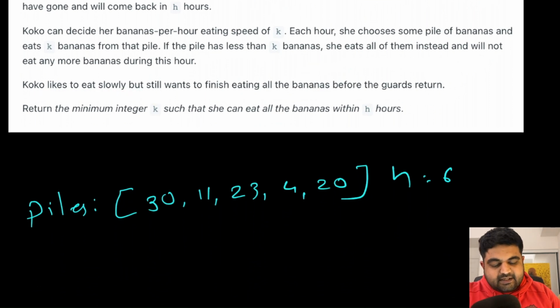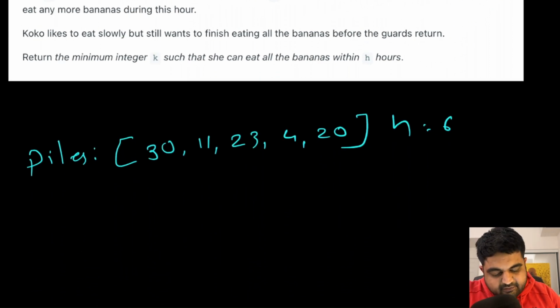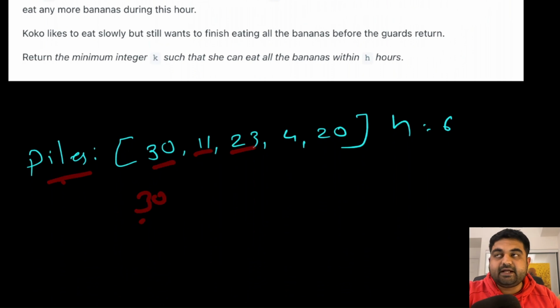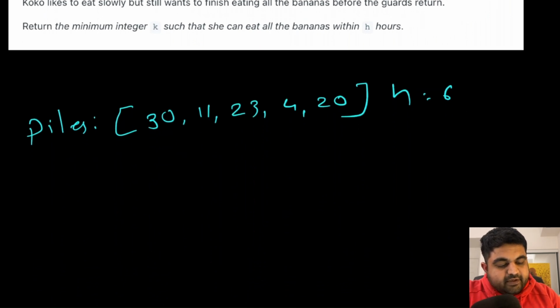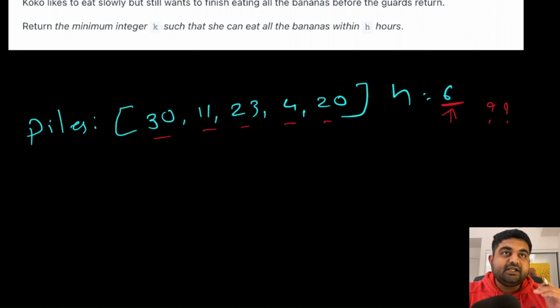So let's try to understand this problem with an example. Over here we are given piles. This represents that pile 1 has 30 bananas, the next one has 11, the next one has 23, and so on and so forth. And we are being told that the guards have gone for 6 hours. So now we need to figure out what the banana eating speed for Koko should be in these 6 hours in order to complete every single banana in each of the piles, and also at the same time make sure that she eats at the slowest speed possible.